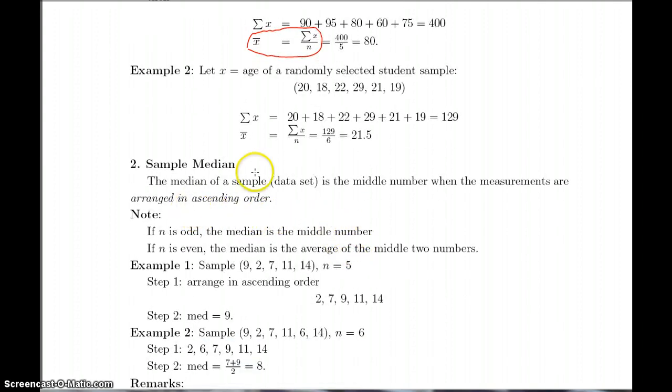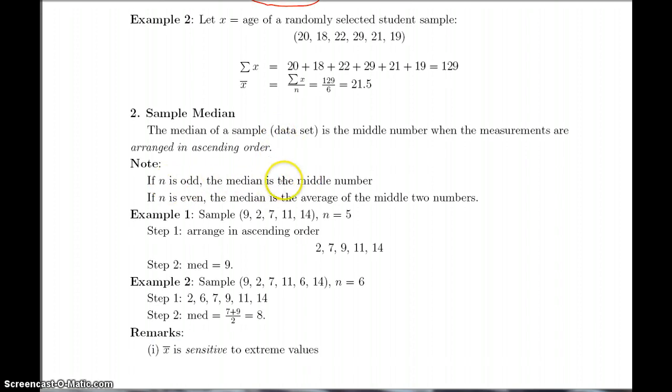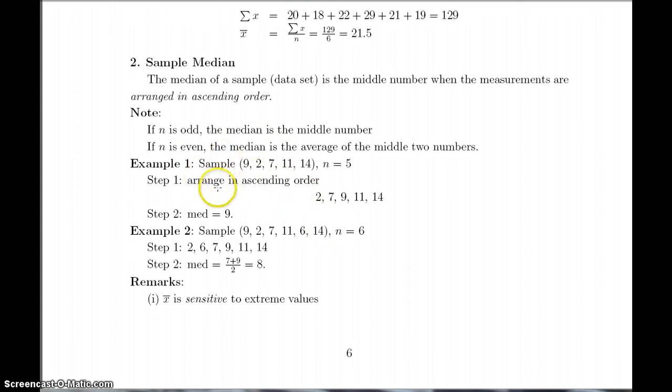So what does that mean? Let's illustrate that by again using an example. If n is odd, the median will be exactly the middle number. But if the sample size is even, you have two middle numbers, so you're going to get the average of these two. Suppose I have a sample with these 5 measurements: 9, 2, 7, 11, and 14.